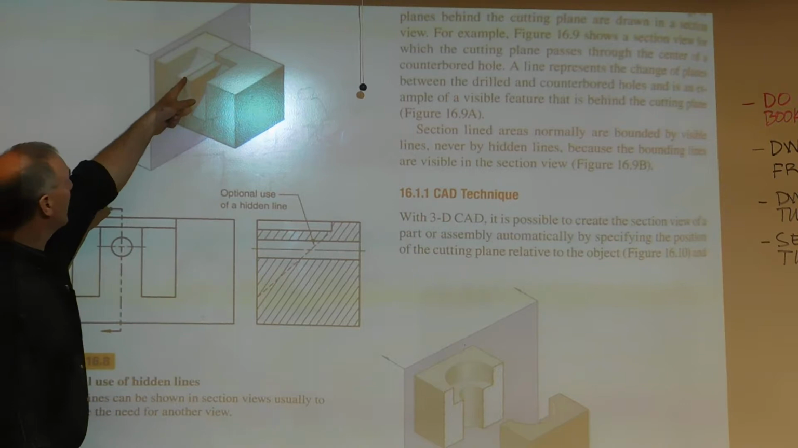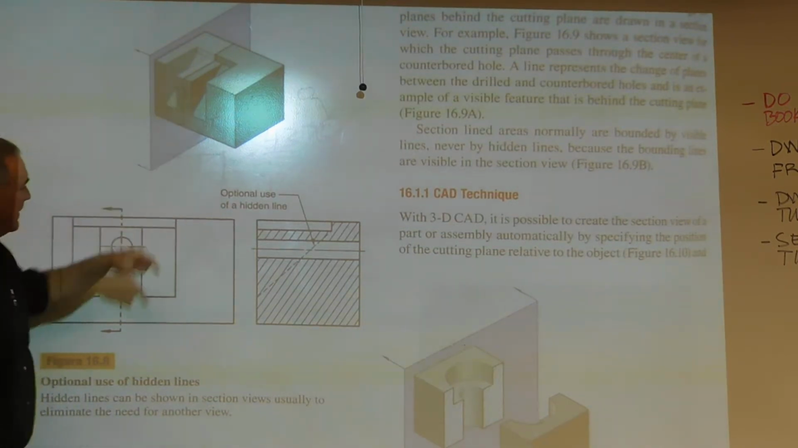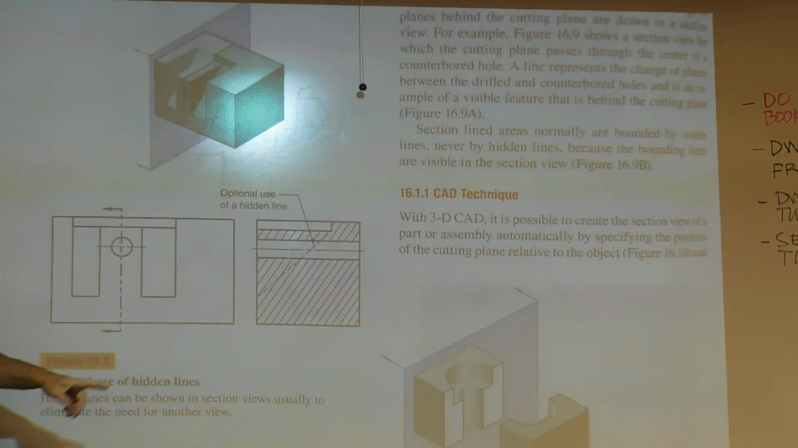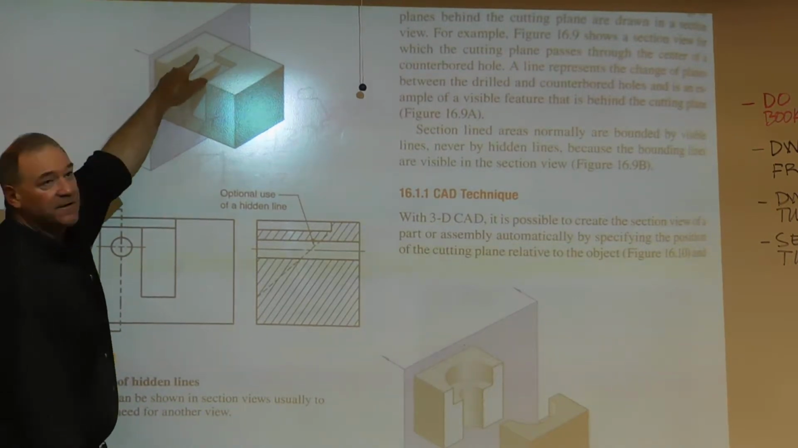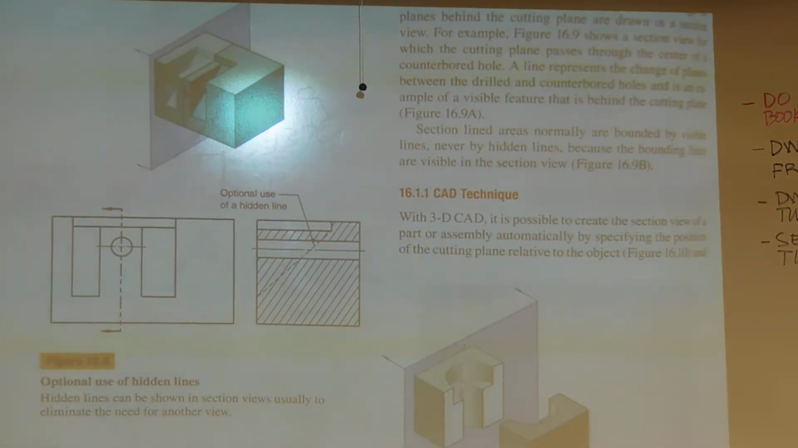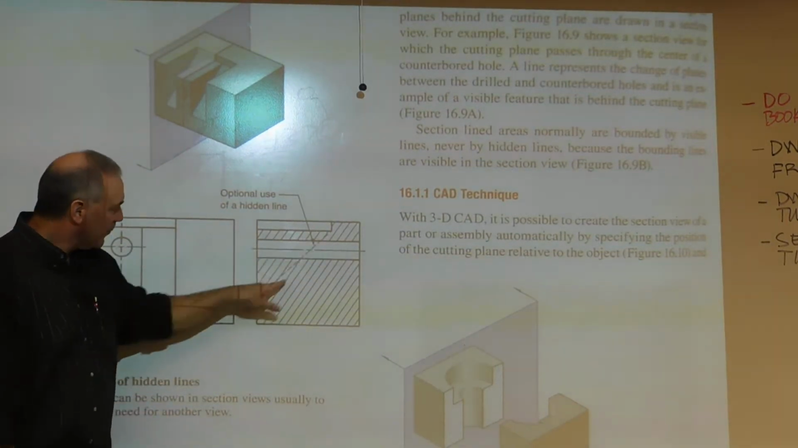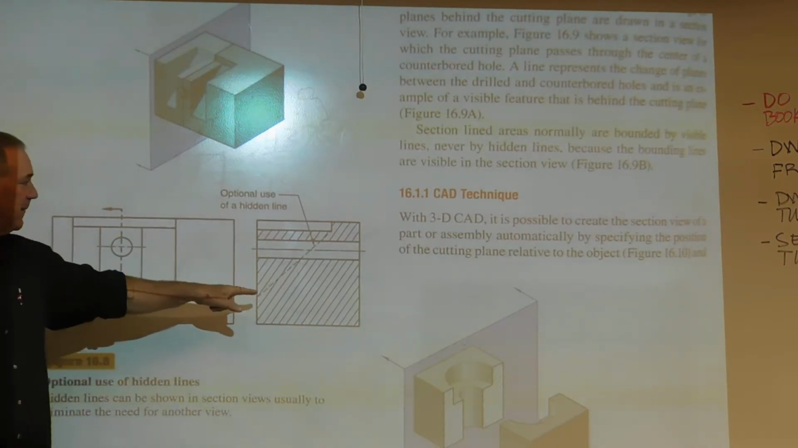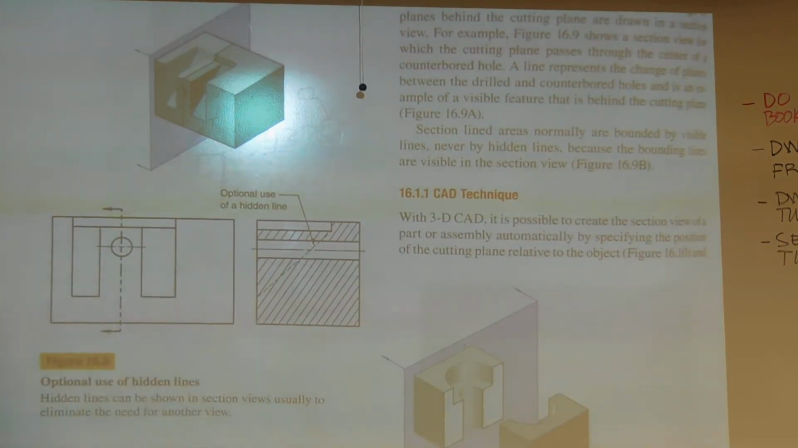You can kind of see where they've got it right here. Now what you cannot see on that is that this back cut right here is an inclined plane. We'd have to pull another section or something to describe that. They're saying, no, we'll just bring one line, bring it down through here, and that's going to eliminate the need for a whole other view.